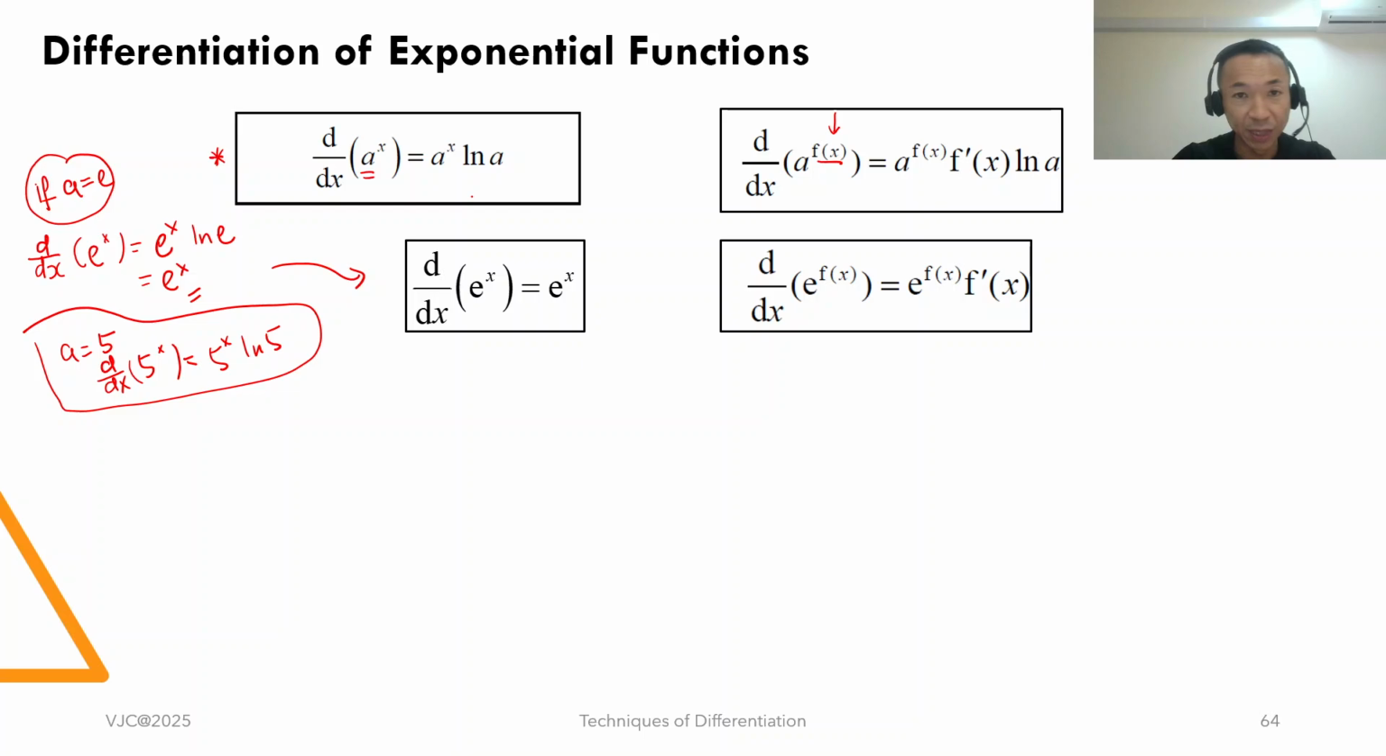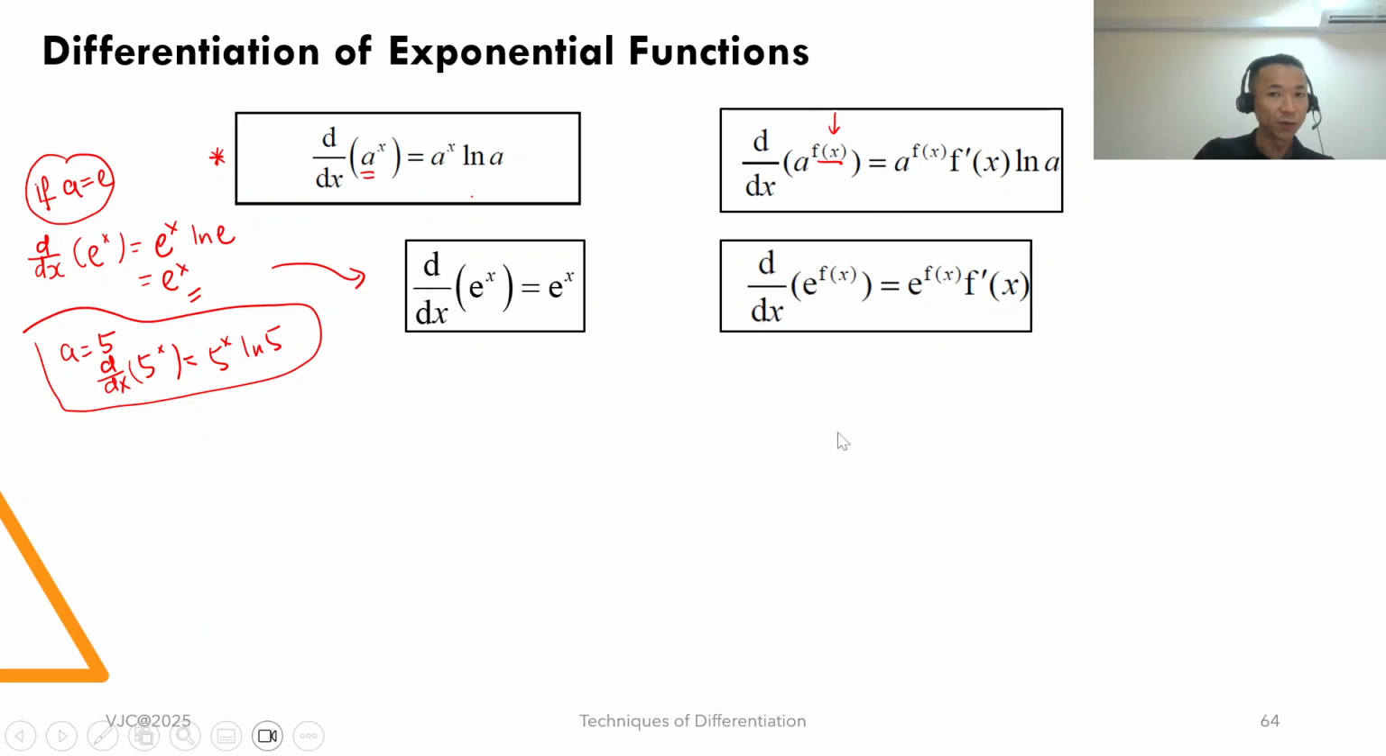Now, if you ask me, the master formula is the top left-hand corner here. Yes, if you can remember this one, then this one is obvious, because when a is e, the chain rule one is also quite obvious. You can get this and this.